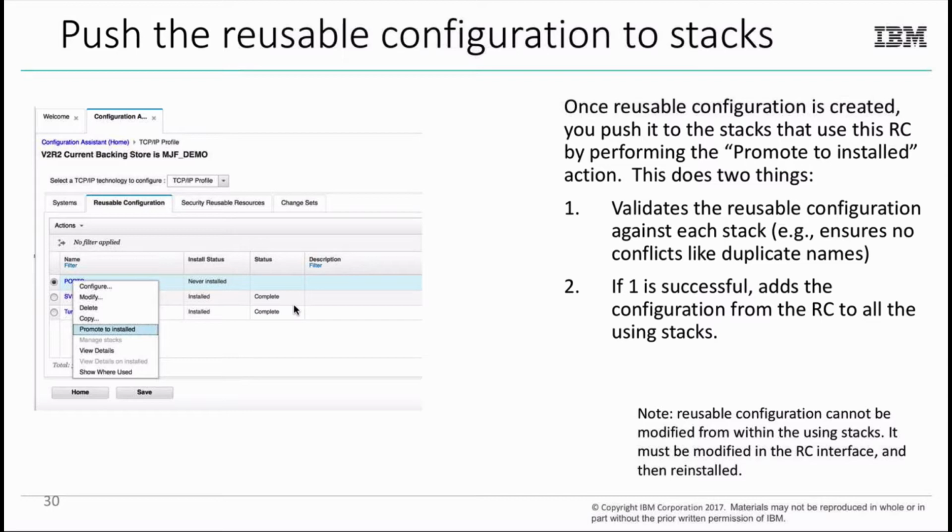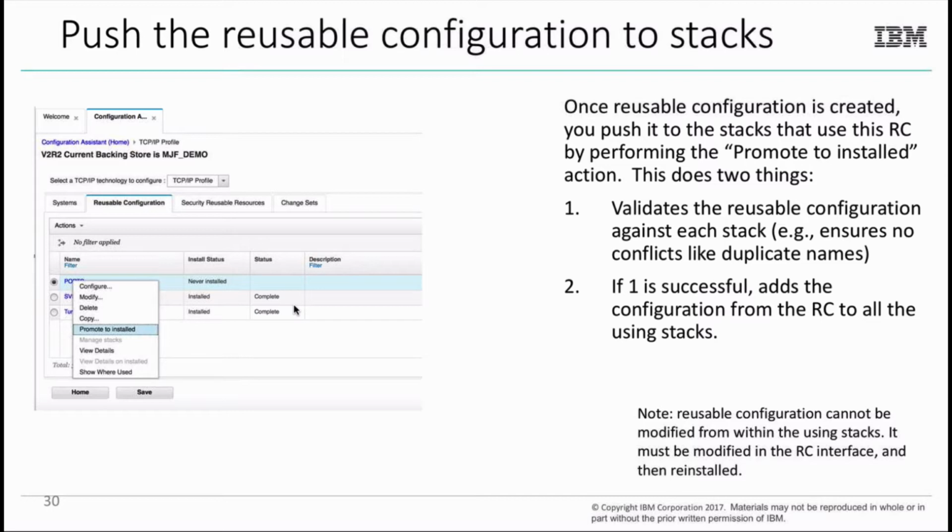For example, the reusable configuration can't conflict with the stack you're pushing it to. You can't create duplicate names. You can't create conflicts with what's in the stack. So we validate that. If it fails that validation, you're sent to a screen where you can see where the errors are and get a chance to correct them. Now, ports isn't likely to happen, but if you define a port definition that was exactly like one that was already in one of the base stacks, that would be a conflict and we wouldn't permit it.